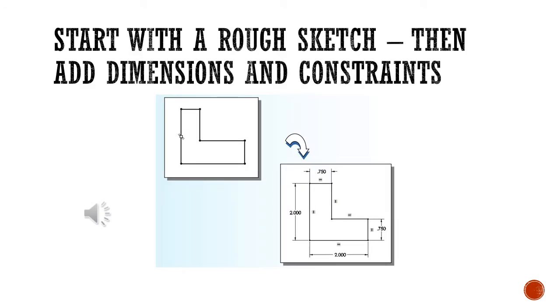For efficiency's sake, when you're starting a sketch, what I recommend you do is just create a rough sketch of the general shape and then go back and add the dimensions and the constraints.